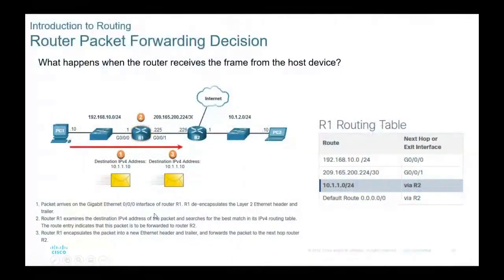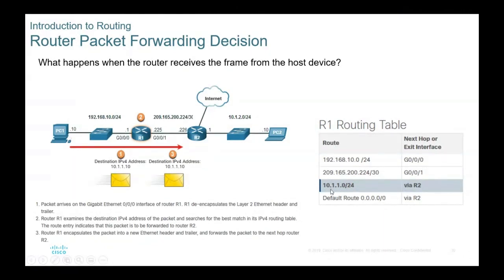Introduction to routers. Router packet forwarding decisions. What happens when a router receives a packet? Its destination is 10.1.1.10, and it looks up its routing table. With a mask of 255.255.255.0, it will know that this is the network ID, right? Remember just what we did before?